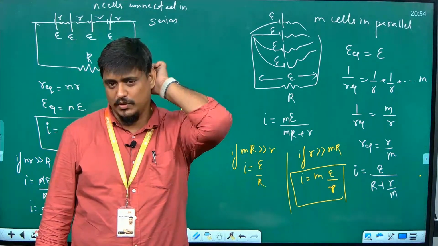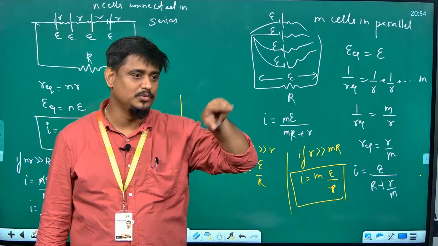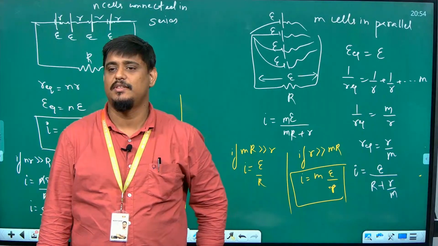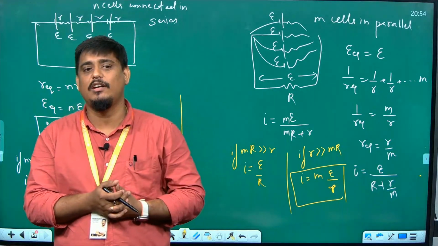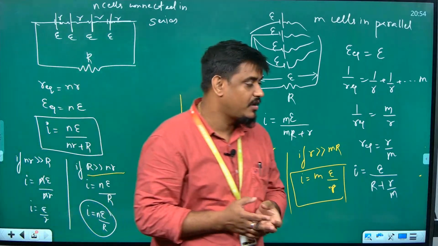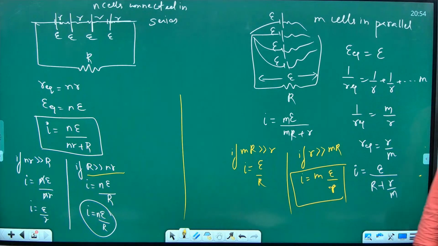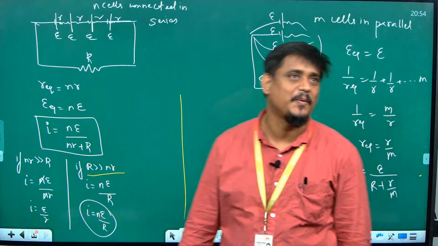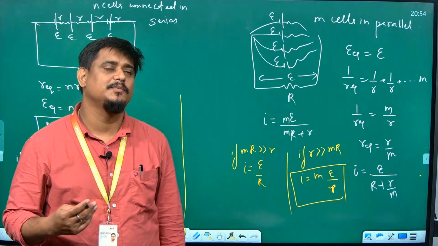What if they both are equal? What if R is equal to nr? That is, the total internal resistance and total external resistance are the same. What is best, series or parallel? Sir, series, because less wire is used. No. What, Pratap? Come again.